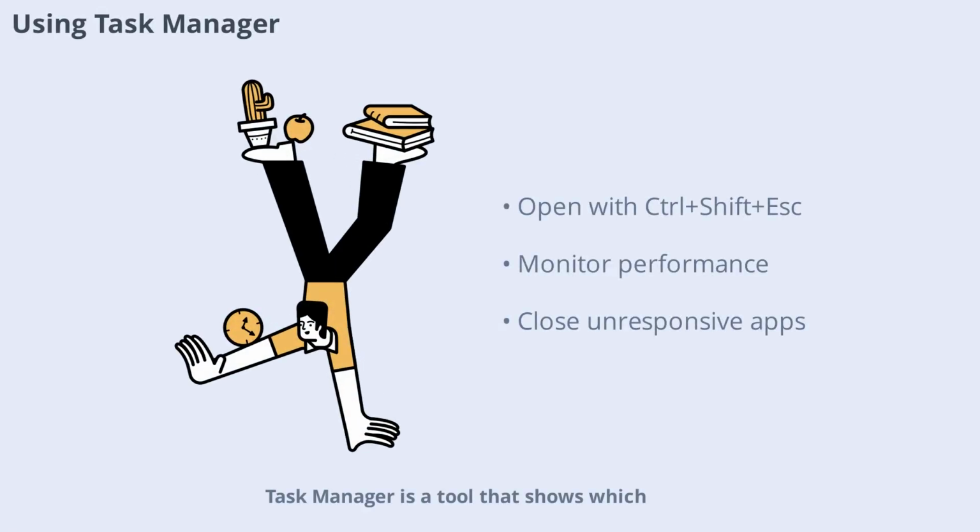Task Manager is a tool that shows which programs are running and how many resources they're using. You can open it by pressing Ctrl+Shift+S. Use Task Manager to close unresponsive programs or monitor your computer's performance. It's a handy way to troubleshoot and keep your system running smoothly.